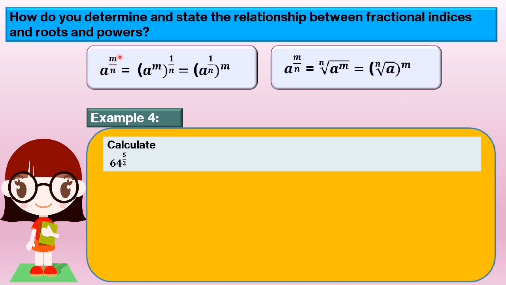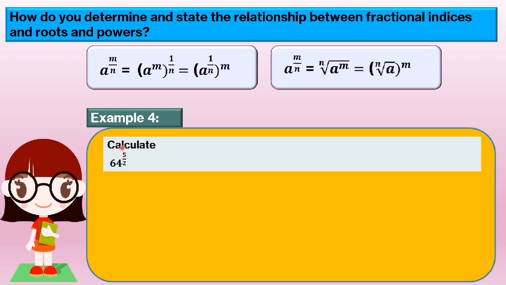For a to the power of m over n, we can write it as a to the power of m, in brackets, to the power of 1 over n. Or you can write it as a to the power of 1 over n, in brackets, to the power of m. And also you can write it as the nth root of a to the power of m. Or you can put the nth root of a in brackets to the power of m.